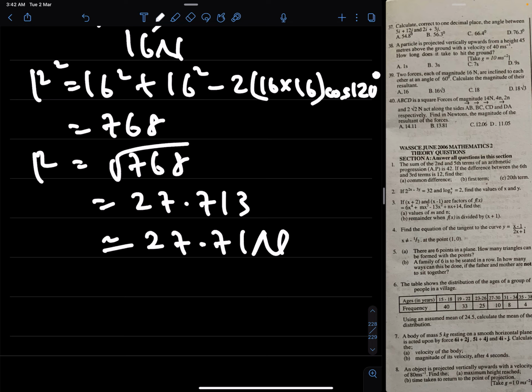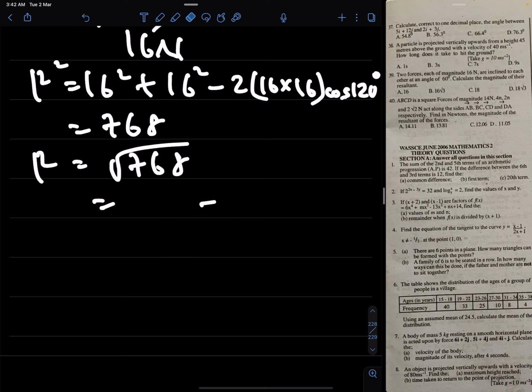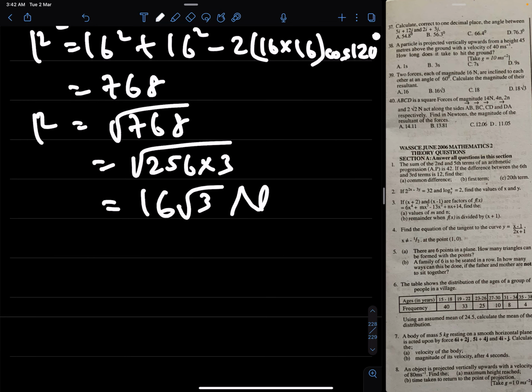And the correct answer is, oh no, they wrote that in short form. So let's see, how do we do that? The square root of 768 is the same as the square root of 256 times 3, which is 16 root 3. The square root of 256 is 16, so that's 16 root 3 newtons. So the resultant is 16 root 3 newtons, and the correct option is B.